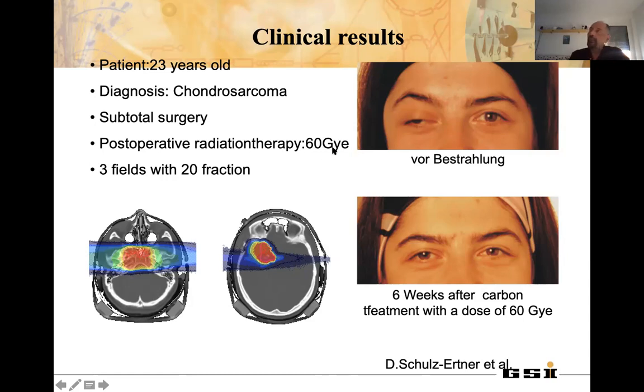Now, the quantity used here is gray equivalent. The reason is that the idea in carbon ion therapy is that you use a biophysical model to correct the physical dose in a way that gives a uniform biological dose in the target. This is because, of course, the LET changes a lot. So in one part of the Bragg peak, the LET is not the same as in another part of the spread out Bragg peak.